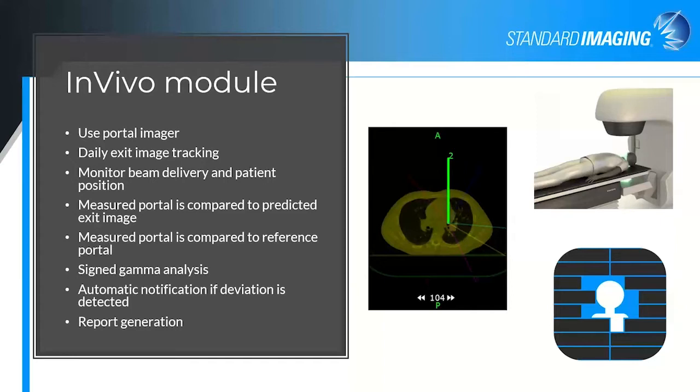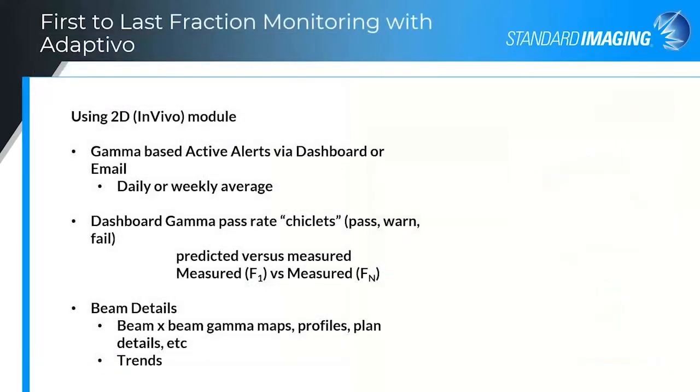In addition, trending and weekly average analysis may provide indication for triggering replanning, as well as just tracking to illustrate the types of available metrics. I have a few screenshots that I'd like to share. So some examples of tools within the software are shown here. So we have the daily and weekly gamma-based emails or dashboard alerts. And I wanted to talk a little bit about our dashboard.